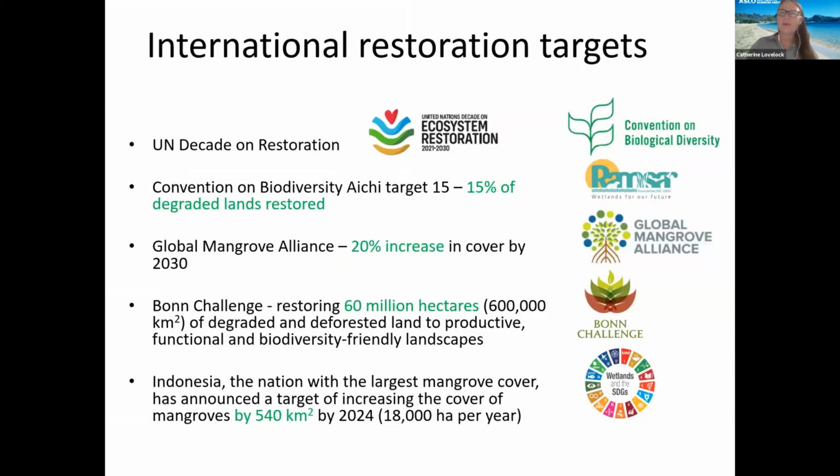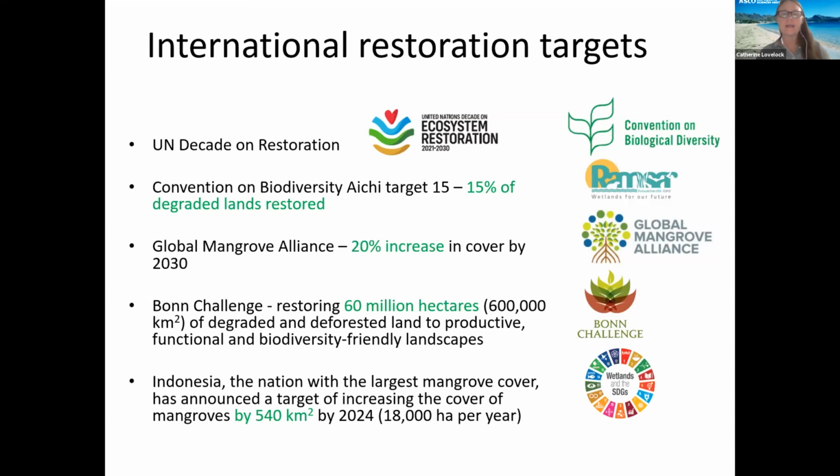So this is the UN Decade of Restoration. So it's a great time to talk about restoration. And there are lots and lots of targets that have been articulated. There's the Convention on Biodiversity Aichi target, which commits to 15% of degraded lands to be restored. The Global Mangrove Alliance, a very mangrove-focused one, had a target of about 20% increased cover by 2030. But I think they're revising that target now. The Bonn Challenge, restoring 60 million hectares. And then just individual countries.